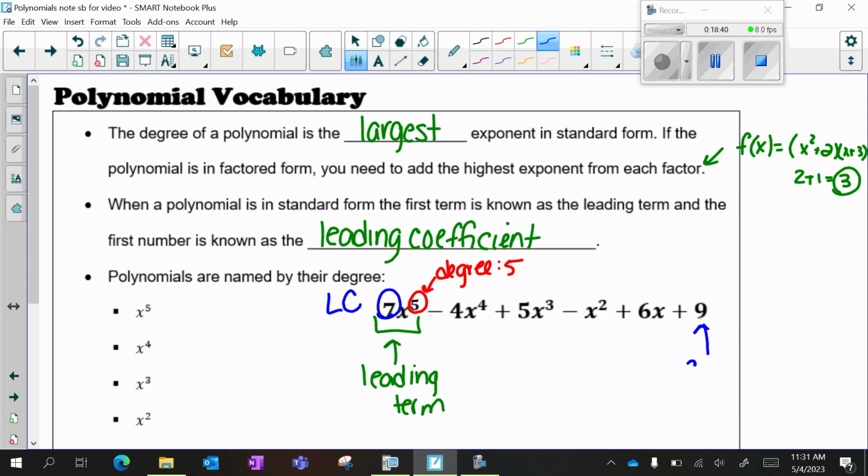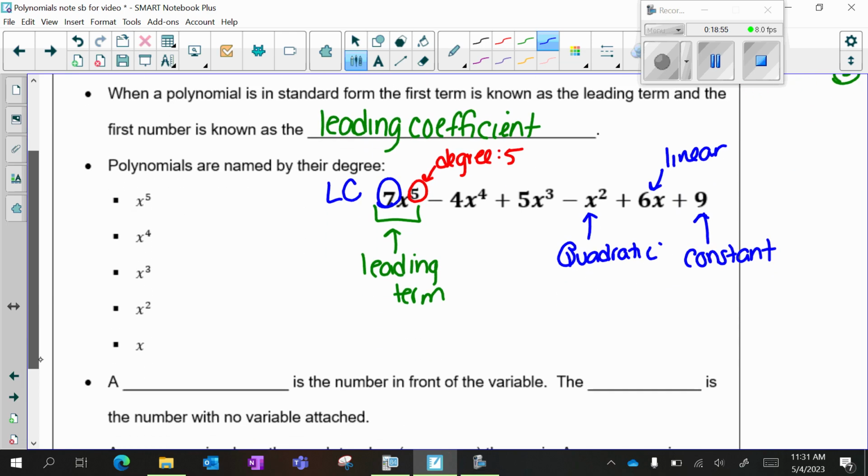At the back, this is a constant. It's the number without a variable. 6x would be my linear term. -1x squared would be my quadratic term. So I'm going to list those all out here.